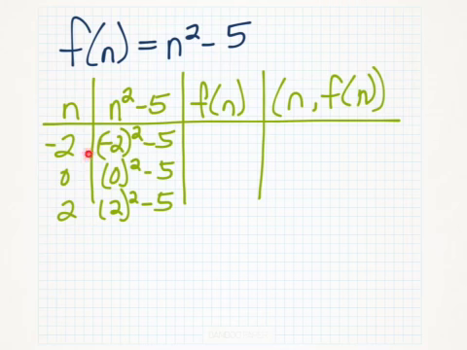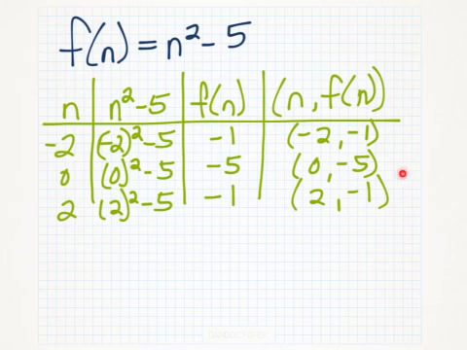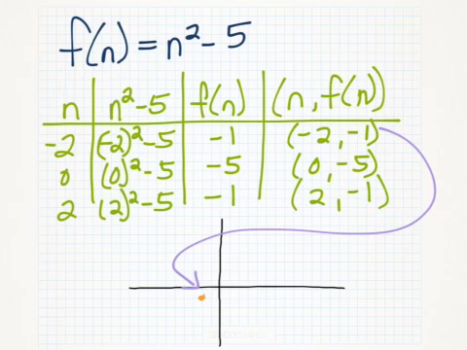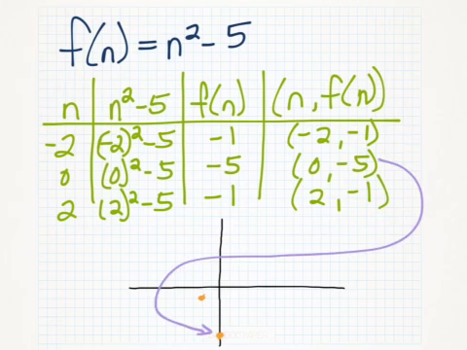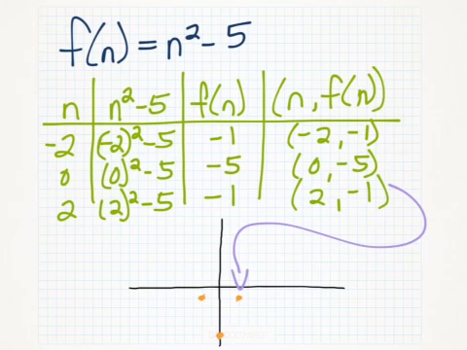Here I filled in my information for the rule. Here's the solutions for the ranges. And here are my ordered pairs that I need to graph. There's the first ordered pair I graphed, the second ordered pair, and the third ordered pair. Now what you may have noticed already is this does not create a straight line. And the reason why it doesn't is because we squared the number.